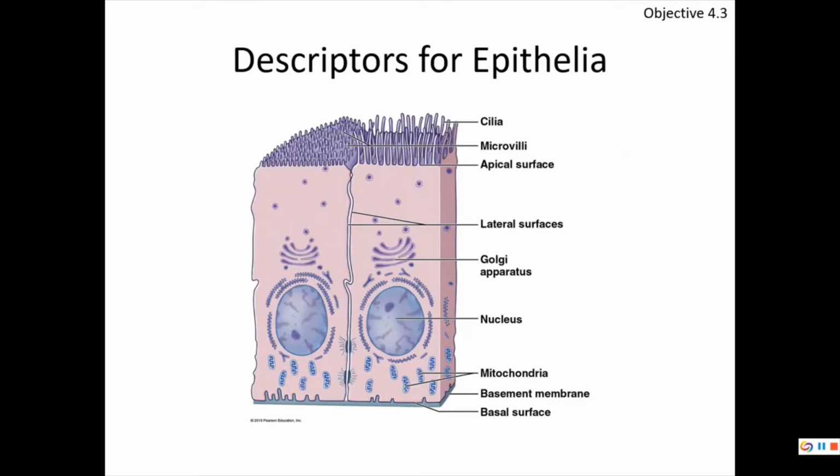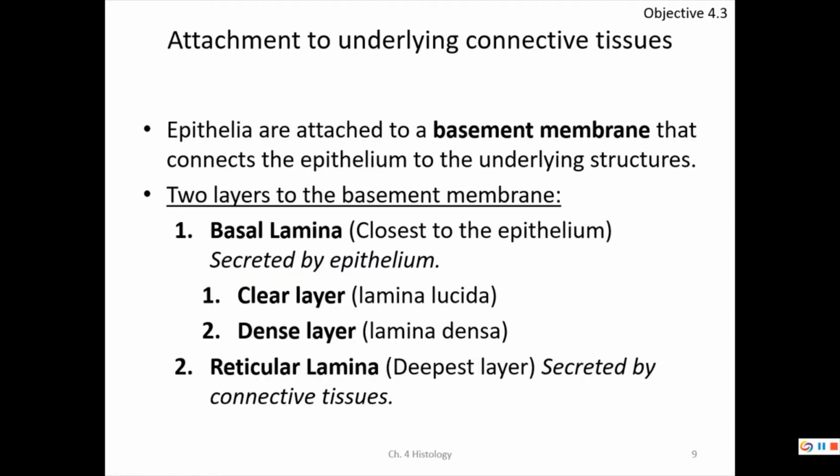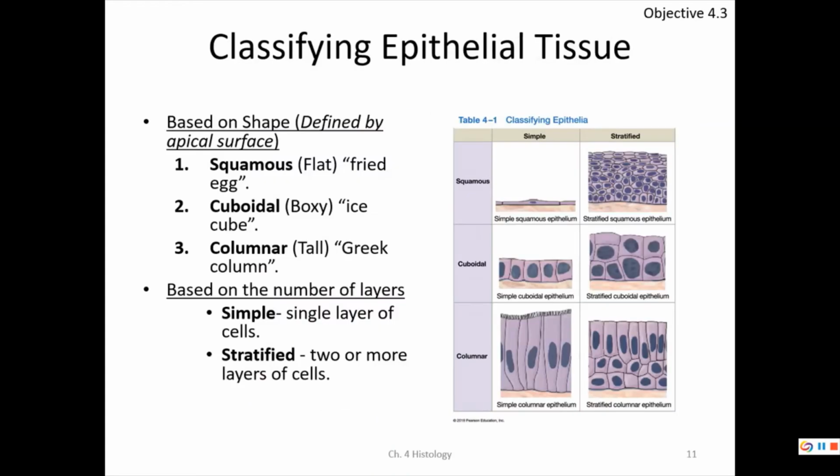Now, I do like to talk about epithelia. There is a basement membrane at the bottom and an apical surface at the top that I do want to talk about. We don't get too much into that, but I at least wanted to have that on there. Another big thing with epithelia is that there are two ways we can classify and name them: based on the shape of the cells at the top of the tissue, the apical surface, or on the number of layers.